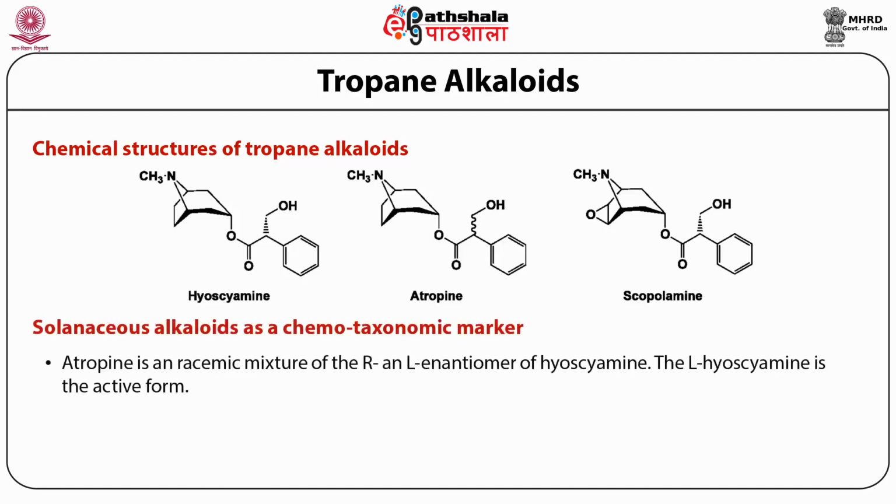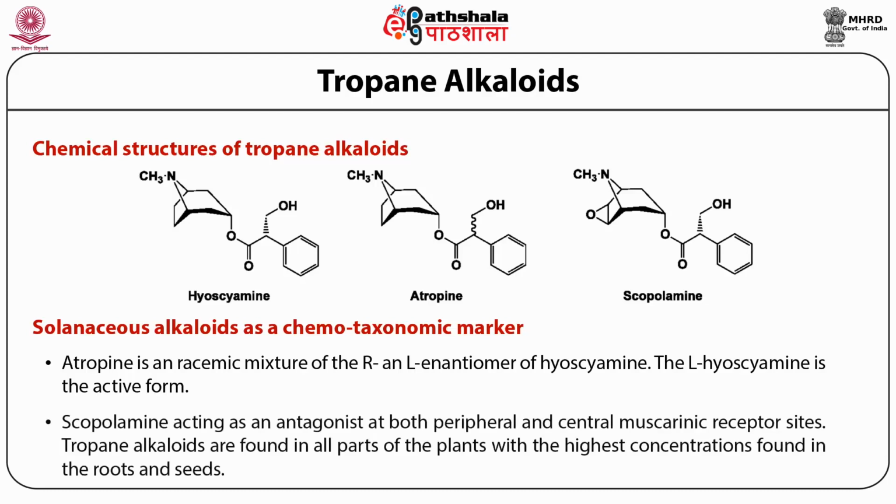Atropine is a racemic mixture of R and L enantiomers of hyoscyamine, while L-hyoscyamine is the active form. These tropine alkaloids are known to prevent binding of acetylcholine to its receptors, so they are anticholinergic in effect. Scopolamine acts as an antagonist at both peripheral and central muscarinic receptor sites. Tropine alkaloids are found in all parts of the plant, with the highest concentration found in the roots and seeds.